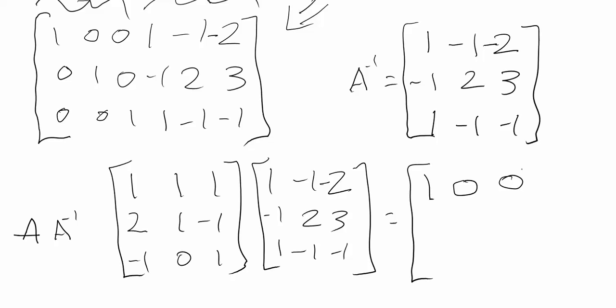And then I'll look at the second row of this product, and I now get 2 times 1 plus 1 times minus 1 plus minus 1 times 1, that's 0. And then for our next component we have minus 2 plus 2 plus 1, and that's 1. For our last component we get minus 4 plus 3 plus 1 is 0.